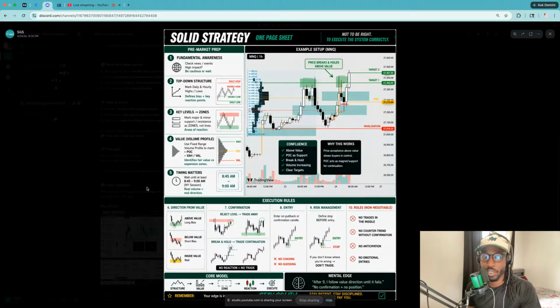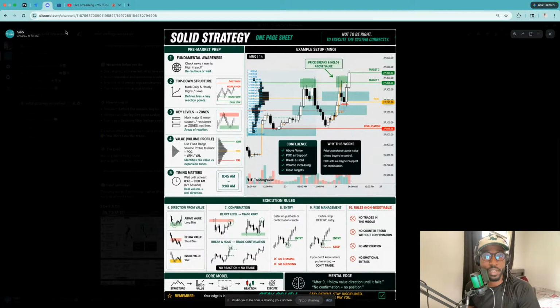Get this solid worksheet, print it off for yourself, try it every morning, step by step at the specific time frames, or utilize it on a time frame that you like. If you're trading Asian or you're trading London, utilize these steps. And I'm telling you, it's going to increase your profitability.